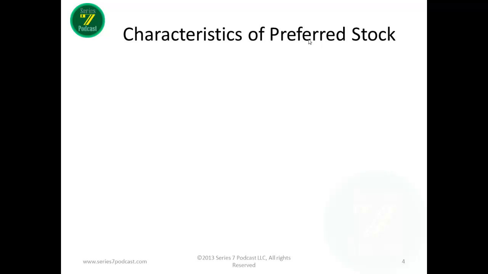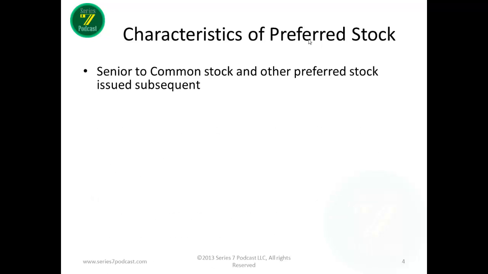Let's talk about what the characteristics of a preferred stock are. First of all, it's senior to common stock and other preferred stock issued subsequent to this issue. Many times, and particularly in utility stocks, you will see multiple classes of preferred stock, and each class has a seniority level in the corporate structure. So the Class A preferred would be the first preferred that would be paid off in a dissolution, then the Class B, and so forth. But this is spelled out specifically in the prospectus of the preferred stock when it's issued. But nonetheless, all preferred stocks are senior to common stocks. And where a preferred stock stands in its seniority is really dependent on what's described in the prospectus.